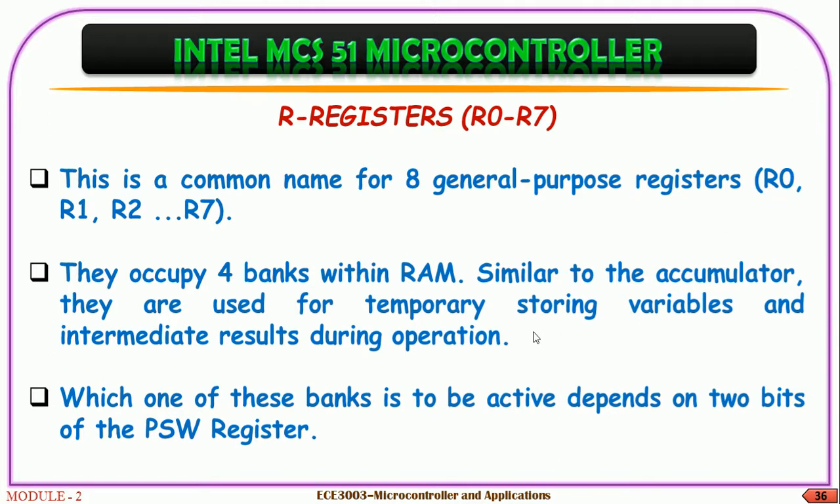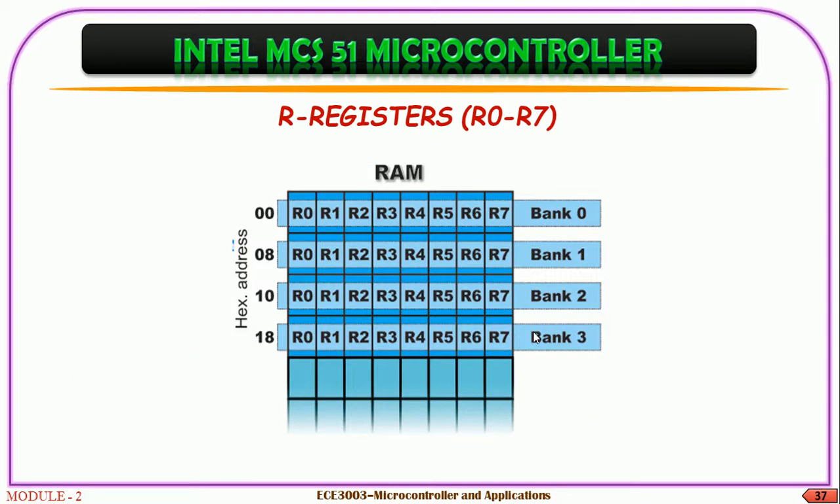Again, the R registers, R0 to R7. This is a common name for 8 general purpose registers from R0 to R7. They occupy 4 banks within RAM. Similar to the accumulator, they are used for storing temporary variables and intermediate results during operations. Which one of these banks is active depends on 2 bits of the PSW register. So these are the R registers.